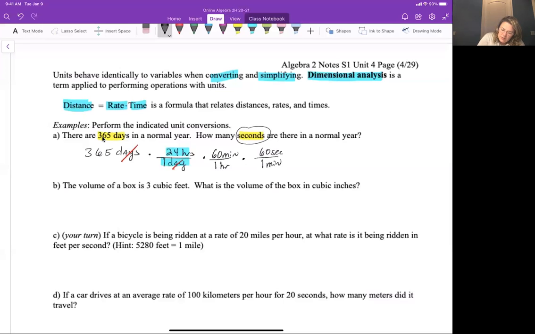Now what can I do with all my units? I see minutes cancel, I see hours cancel, and I notice that the only unit left is seconds on top. And since that's what they're asking, I'm feeling pretty good about that. Then I can plug in all that. So 365 times 24 times 60 times 60 will give me my answer. And that will give me 31,536,000 seconds.